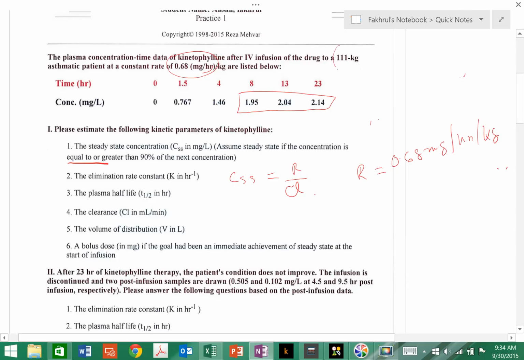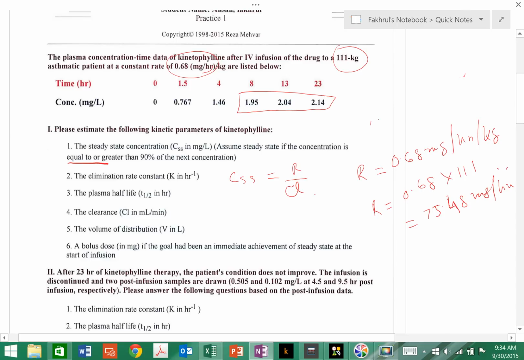The patient has a weight of 111 kilos. So you have to calculate R is equal to 0.68 multiplied by 111. I think it is something like 75.48. So this is R, and this is 75.48 milligram per hour. My 4 is always bad.